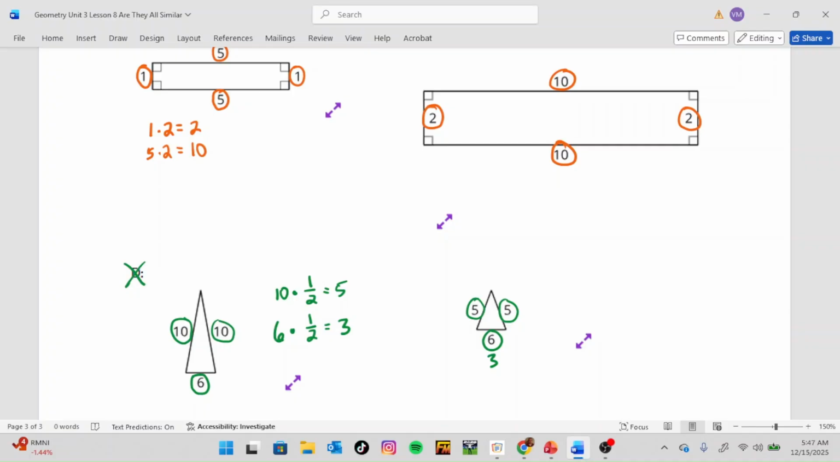So in order for shapes to be similar, they must have the same angles and then have proportional side lengths that you can reach by multiplying by a scaling factor.